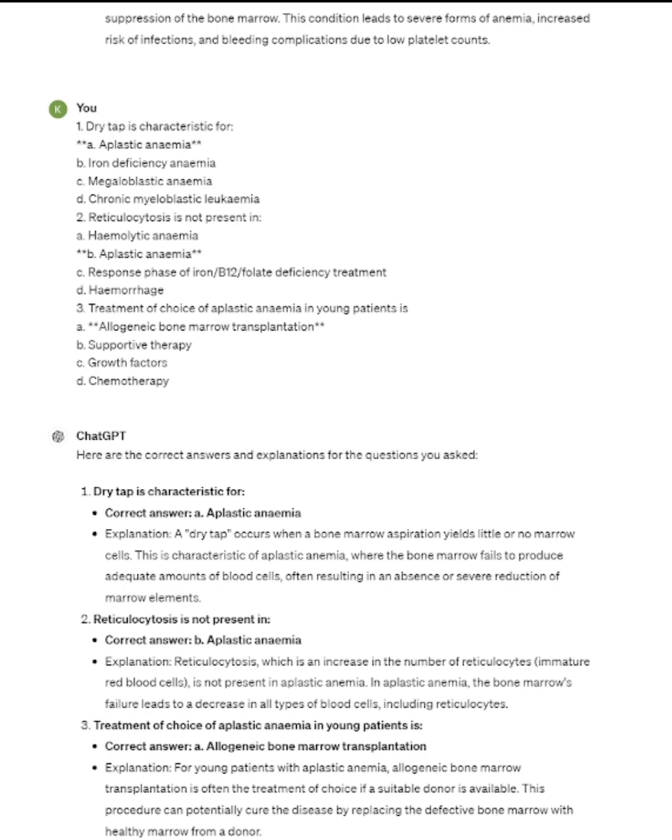3. Treatment of choice of aplastic anemia in young patients is. Correct answer: A. Allogeneic bone marrow transplantation. Explanation. For young patients with aplastic anemia, allogeneic bone marrow transplantation is often the treatment of choice if a suitable donor is available. This procedure can potentially cure the disease by replacing the defective bone marrow with healthy marrow from a donor.